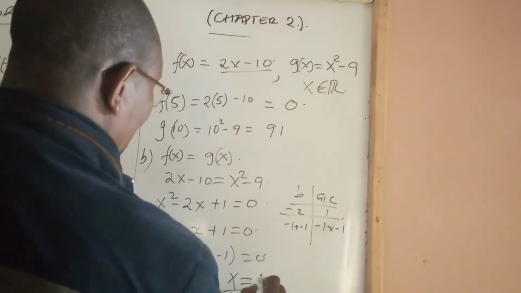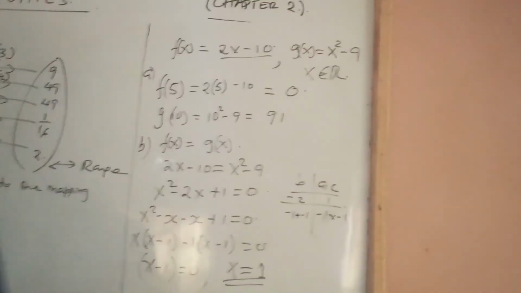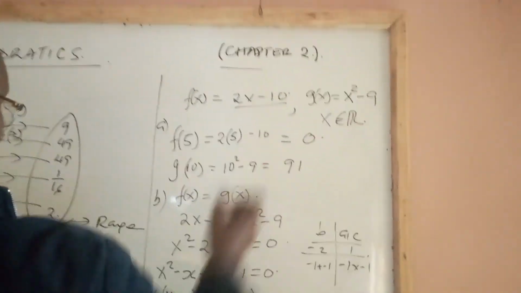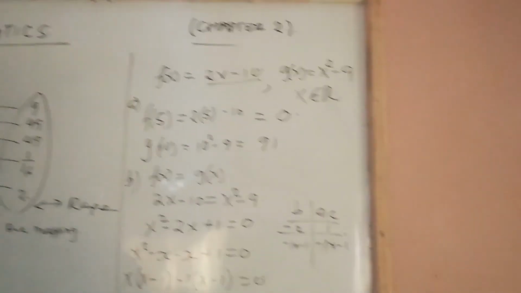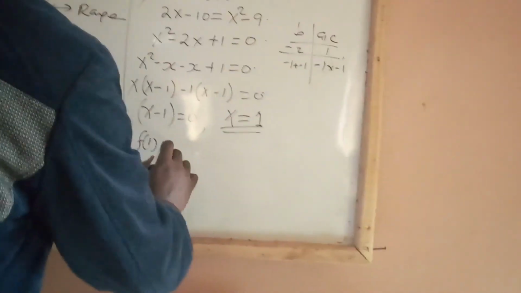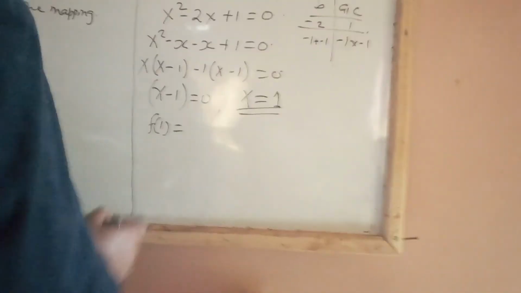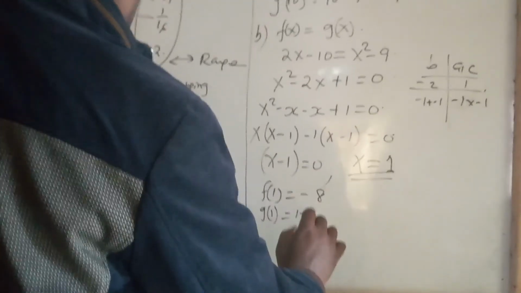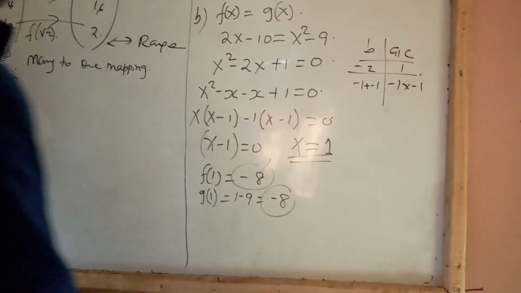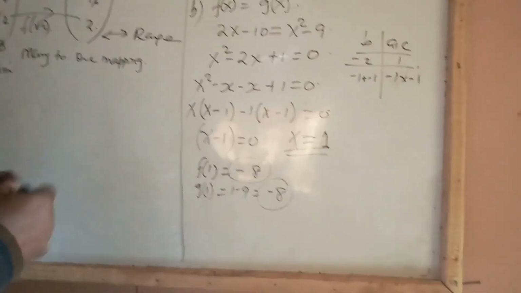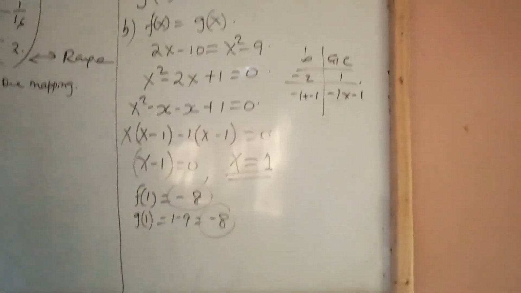What does this mean? When x is equal to 1, the function f(x) gives you the same value the function g(x) will give you. Let's see. f(1) is equal to 2 minus 10, which is minus 8. g(1) is equal to 1 squared minus 9, which is minus 8. You can already see that when x is equal to 1, both functions give you the same value of range.